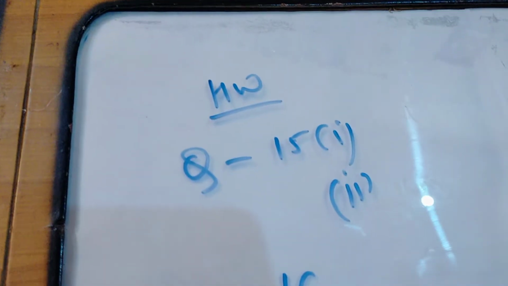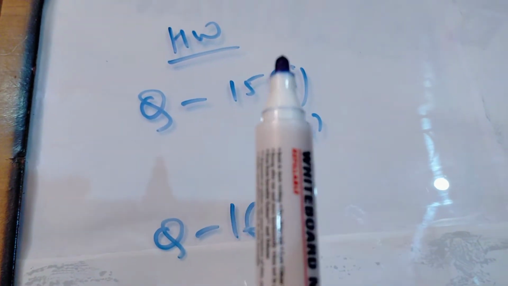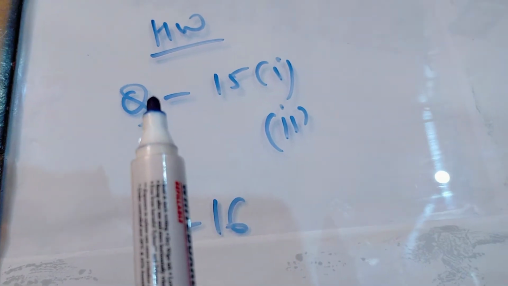So students, what you have to do? You have to do question number 15. That question which I have left for you, you can do through the hint. Question number 15, first part, second part is for homework. Question number 16 also you will do in homework.